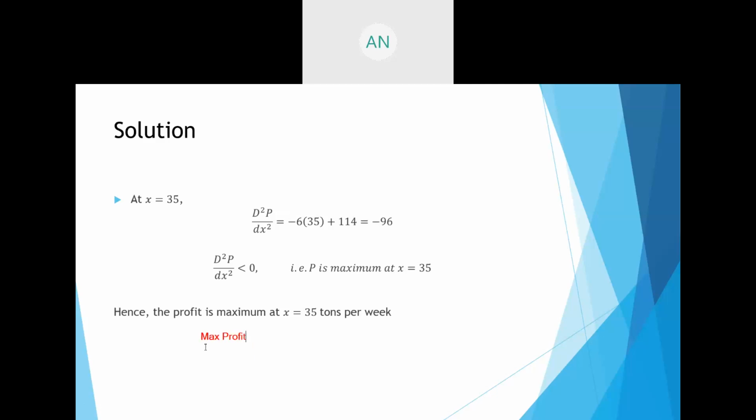How do you find out maximum profit? We get maximum profit when x is equal to 35. So we put x is equal to 35 in the original function, and whatever is the value that we get is the maximum profit. Can you find out the maximum profit? What is the maximum profit?